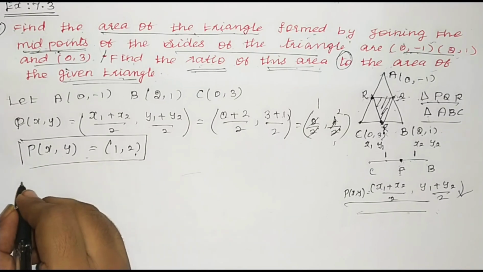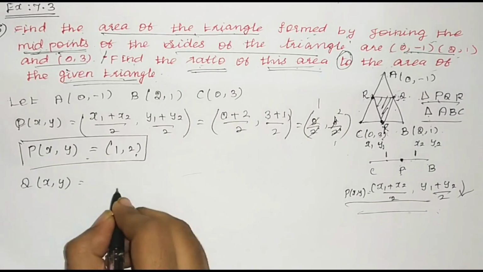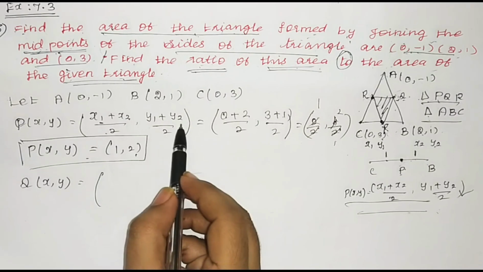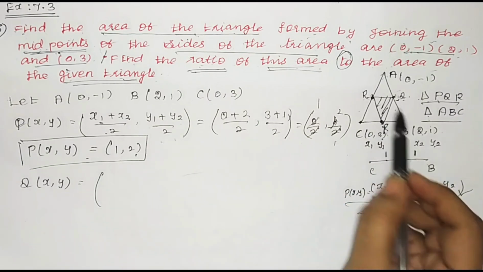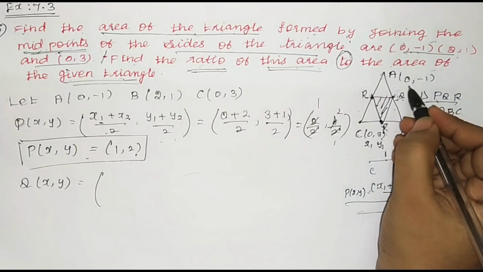Similarly, we can find another coordinate point Q. Q of (x, y) equals the same formula, (x1 plus x2) divided by 2, (y1 plus y2) divided by 2. I already wrote x2 here, so I am considering this as x1 also.